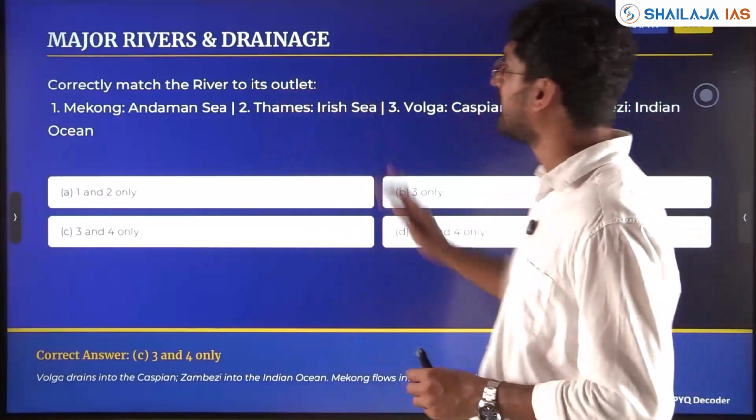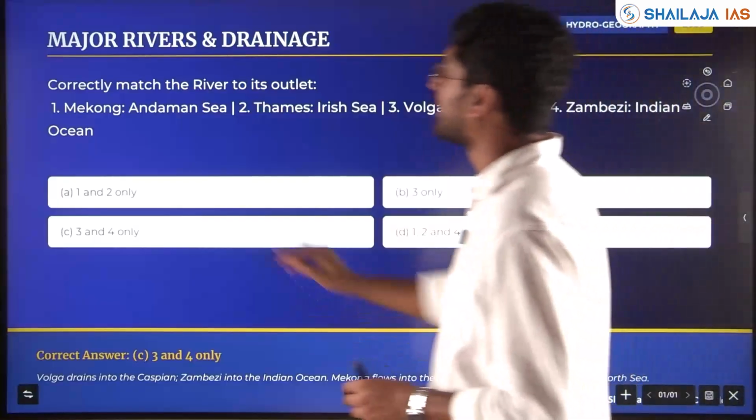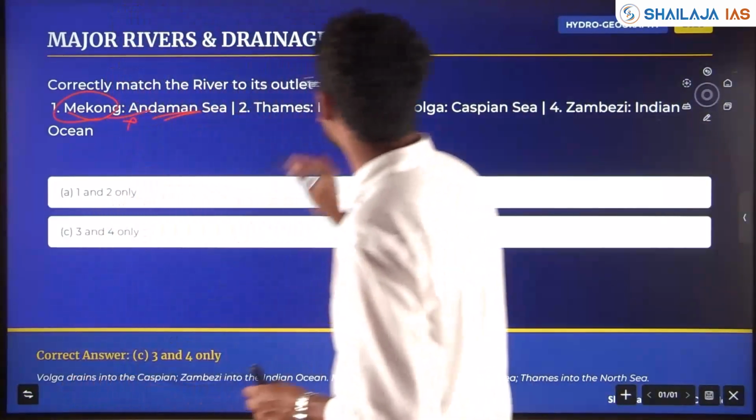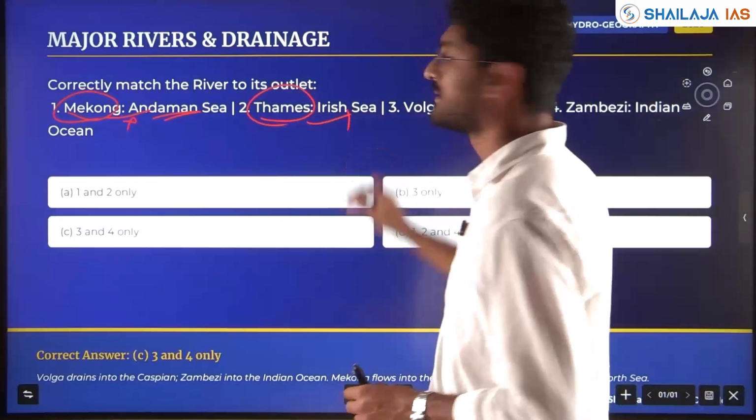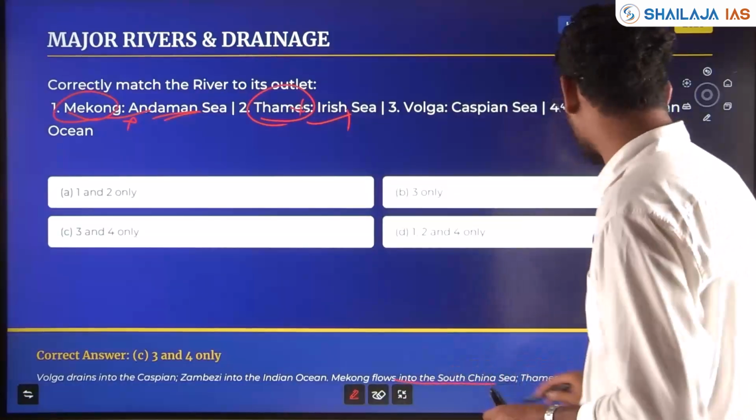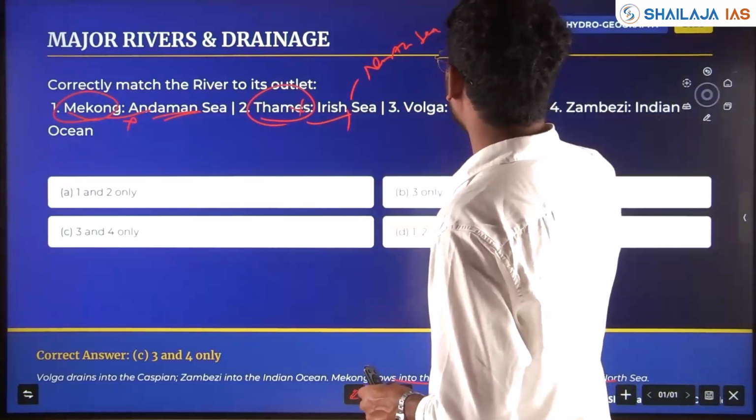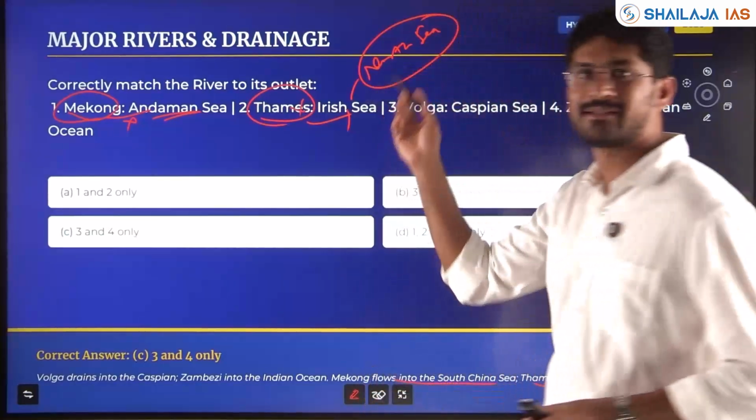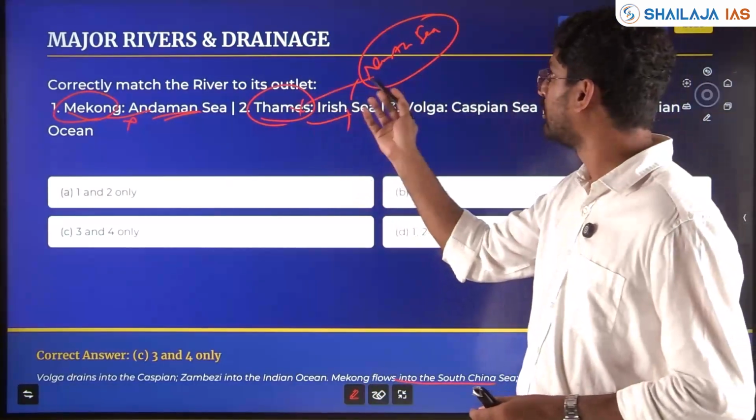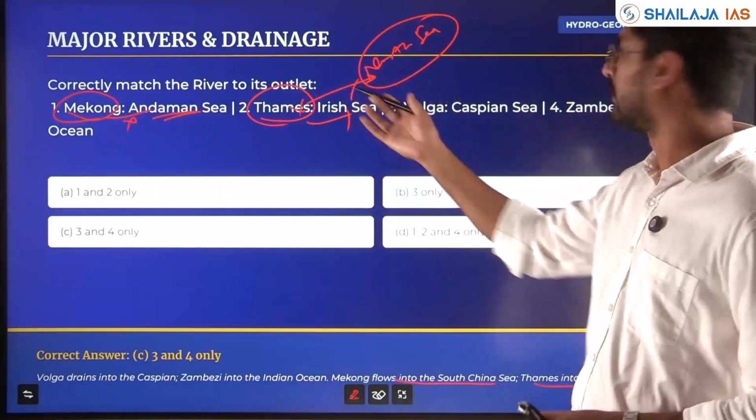Major again, rivers and drainage. 2020 question has been asked. Mekong, is it Andaman Sea? No. South China. Thames, is it Irish Sea? River Thames, London, right? It is also not. Mekong flows to South China, Thames into North Sea. See, why options are important? The regions of North Sea were asked later. In 2020, this was asked with respect to options. Thames, you know, North Sea. Now, the regions bordering North Sea were asked in 23 or 24.